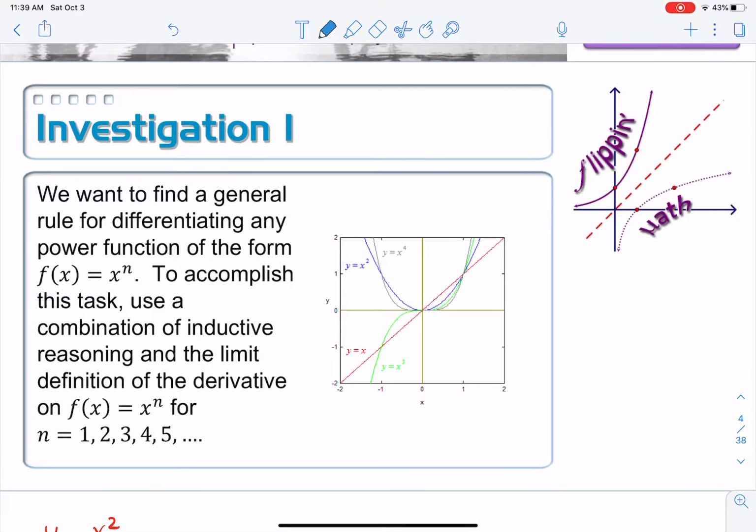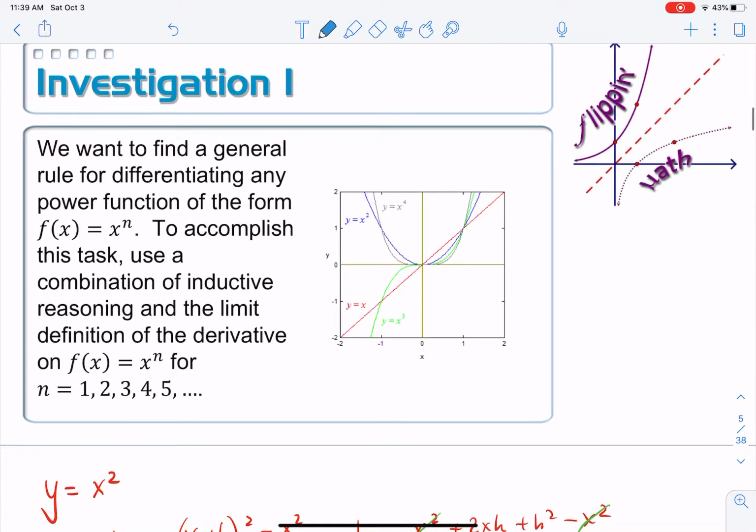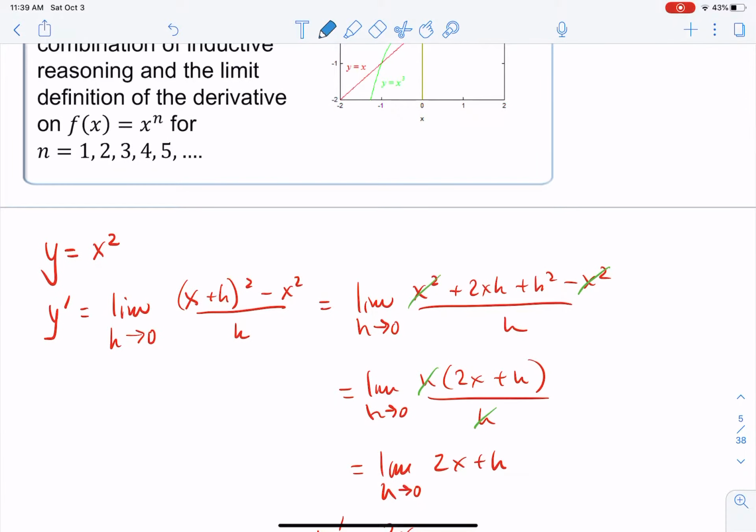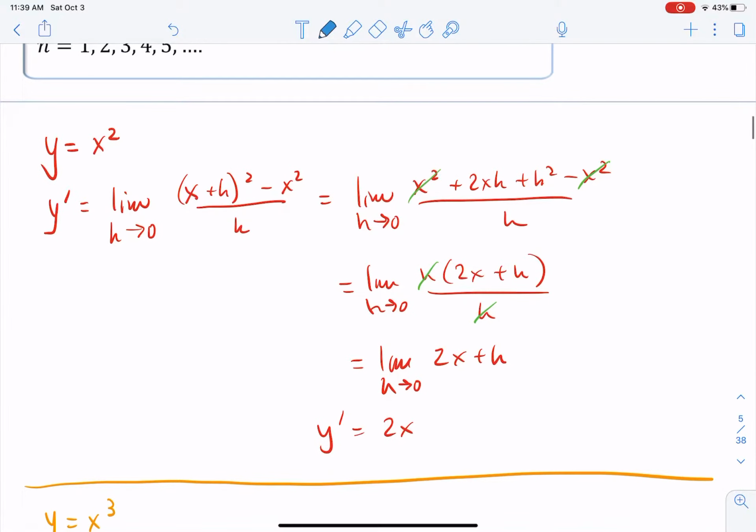Let's debrief on your investigation. So you're using the limit definition in order to find the derivative of y equals x squared here. And applying the limit definition, stuff cancels, and then we have y prime is equal to 2x. So we started with x squared, and we ended up with 2x for its derivative.